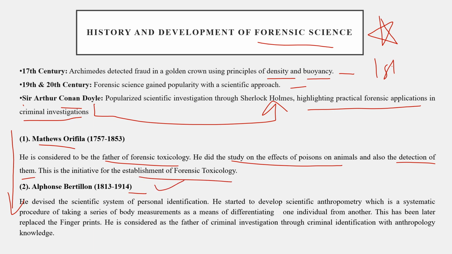Next, we have Alfonso Bertillon. He is the father of personal identification. He started to develop scientific anthropometry. Anthropometry is basically the science of measuring the human body, including its size, weight, and shape. This has later been replaced by the fingerprint. Later, we started using fingerprints as a method of personal identification. He's considered as father of criminal investigation.